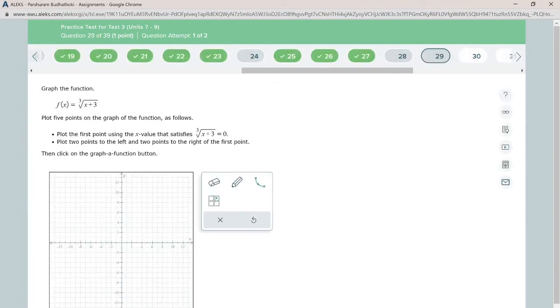This starts with the cubic function, and then it's a horizontal shift 3 units to the left. But when you try to plot this graph, you have to follow the instructions. Plot 5 points on the graph of the function as follows. Plot the first point using x values that satisfy cube root of x plus 3 equals 0. Okay, so now you need one point which satisfies this.